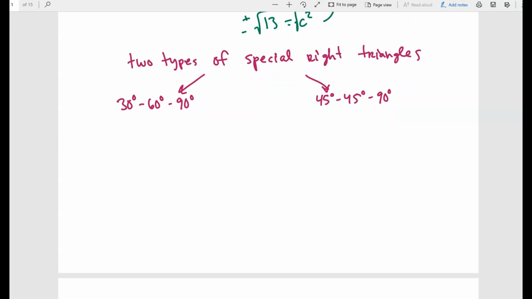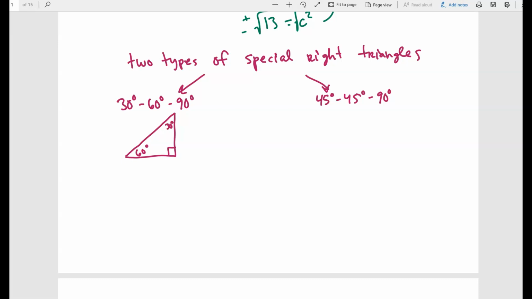A little bit about what these triangles look like. A 30, 60, 90 looks something like this. So you have this triangle, a right triangle, and remember that the angles of a triangle all add up to 180 degrees. Well, if I call this 60 degrees, the other one has to be 30 degrees.